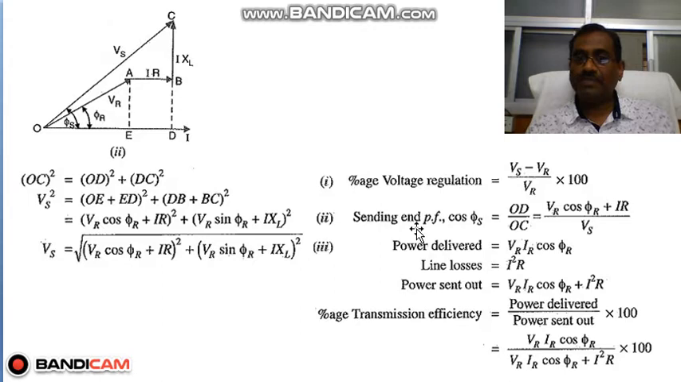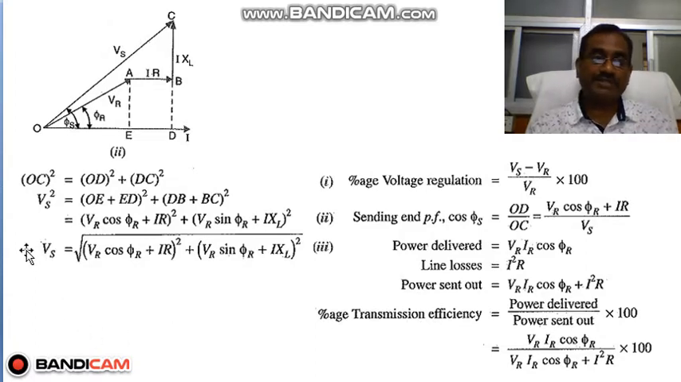Okay. So the power delivered is VR IR cos phi r and losses are I square R, because I have considered the single phase line. So therefore it is I square R. In case of a three phase line, it is 3 I square R. Okay. Therefore the power sent out will be VR IR cos phi r plus I square R. So the ratio of power delivered divided by the power sent out is nothing but your percentage of transmission efficiency.